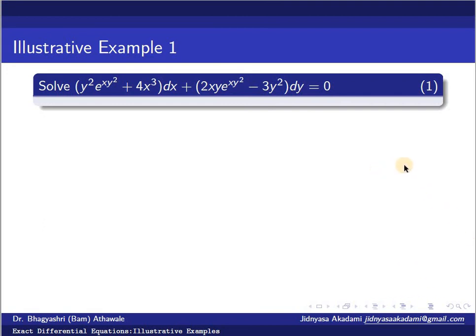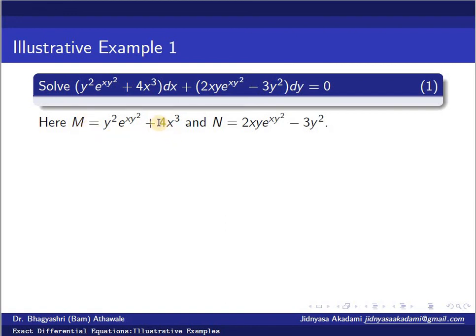Solve this differential equation. Though we know that we are solving exact differential equations here in this video, as a procedure, we will first show that the differential equation is exact. So, comparing it with M dx plus N dy equal to 0, my M is y squared e raised to xy squared plus 4x cubed, and my N is 2xy e raised to xy squared minus 3y squared.